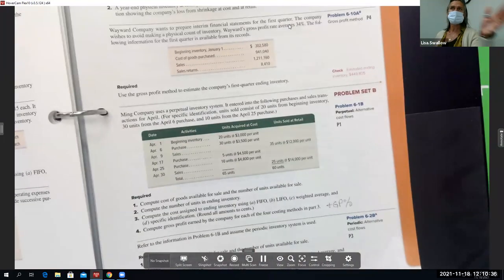With weighted average, what's the kicker? Every time you make a purchase, you have to do what? Recalculate it. So then when you make a sale, you're not doing first in, first out, where you go all the way up to the oldest purchase. You're just picking up that per unit cost from the last calculation. Do you guys feel like you need to work one, yay or nay?